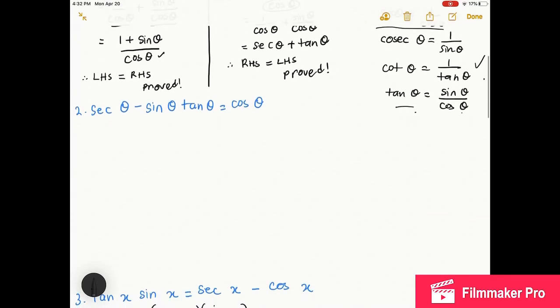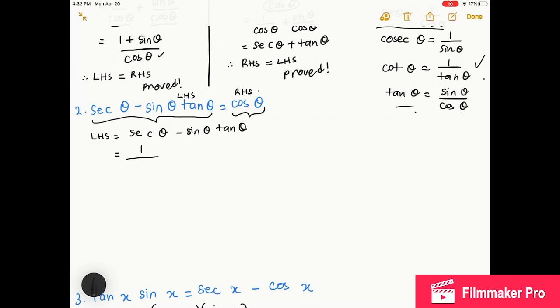Okay, so that's how you solve question number 1. But what if you have a long equation versus a very short one? This is the left hand side, this is the right hand side. In this case, you have to take the long equation compared to the shorter one. So you take the left hand side, which is secant theta minus sine theta tangent theta. This is where you need to be creative to solve this kind of question.